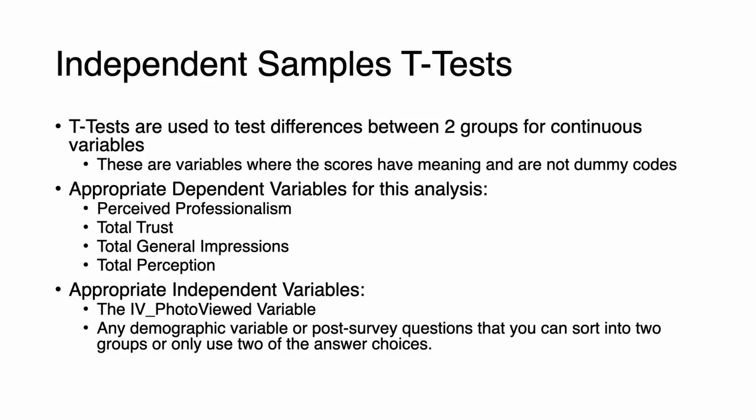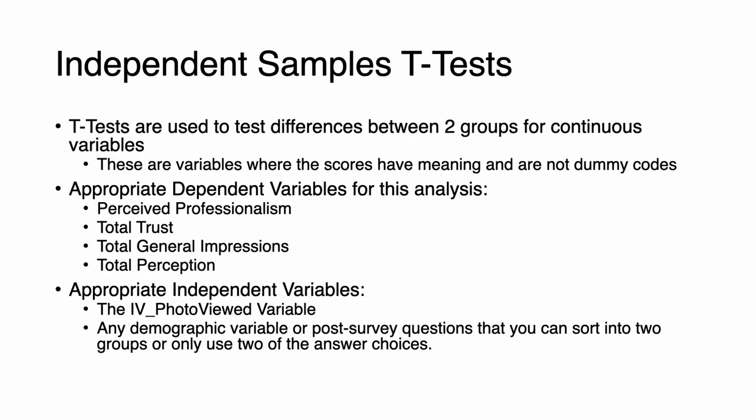So there is a meaning if somebody has a score of 1 versus if somebody has a score of 10. There's meaning to that. So appropriate dependent variables for this analysis would be the perceived professionalism, total trust, total general impressions, and total perception variables. Appropriate independent variables, the easiest one to use would be that photo view variable because it's already in 2 groups.